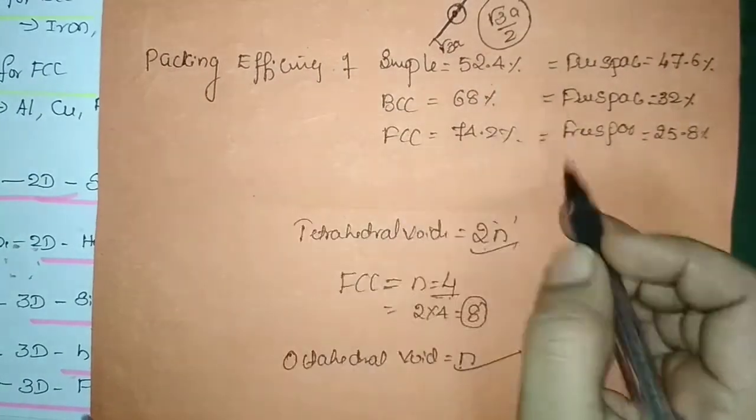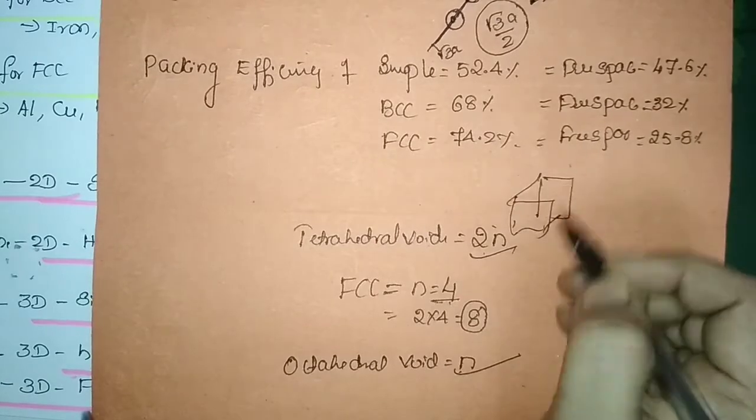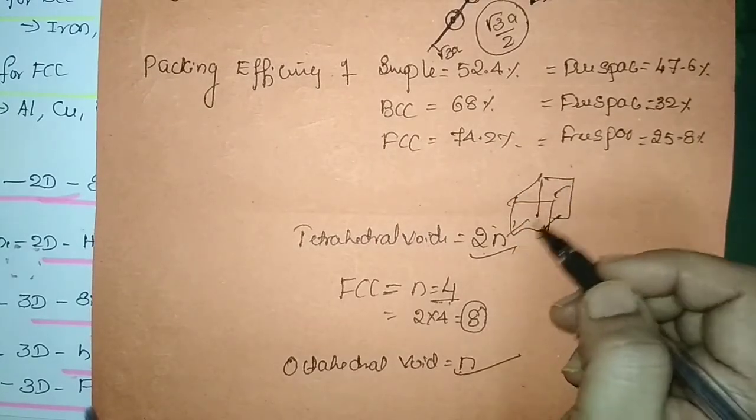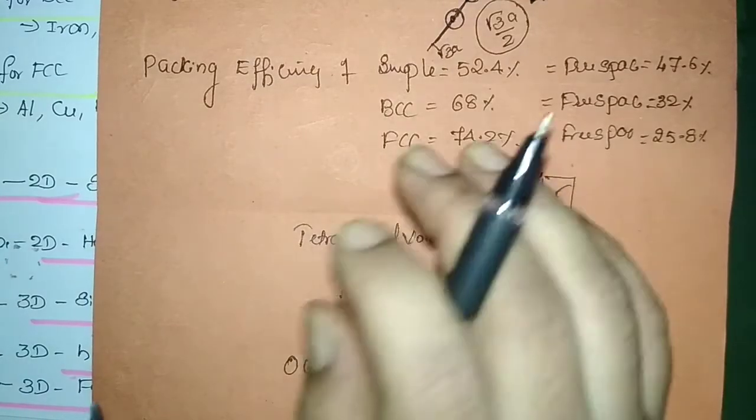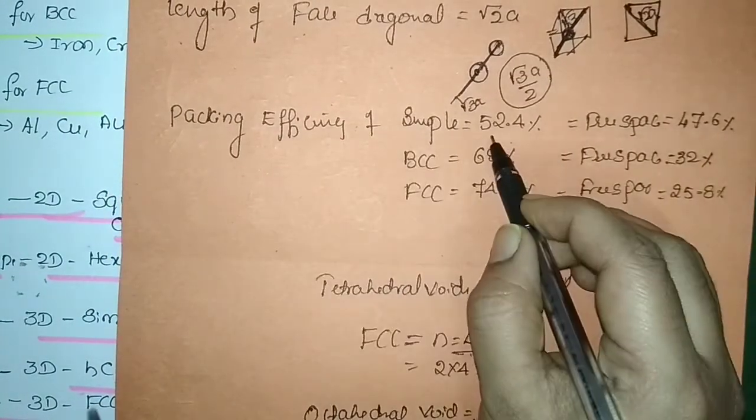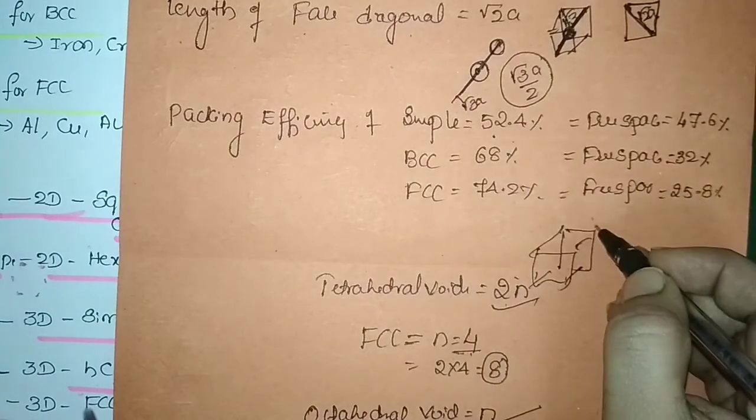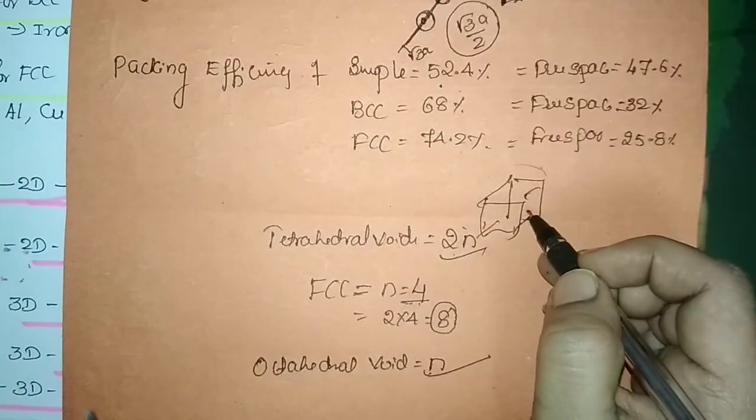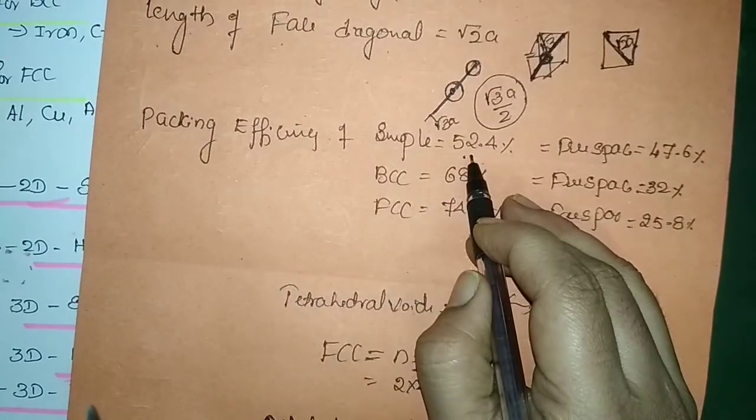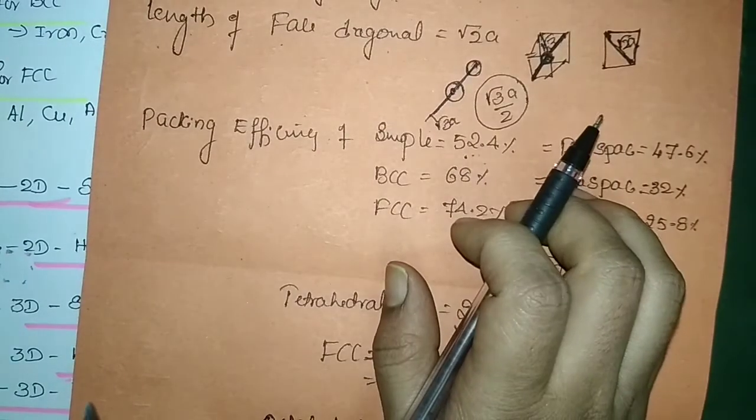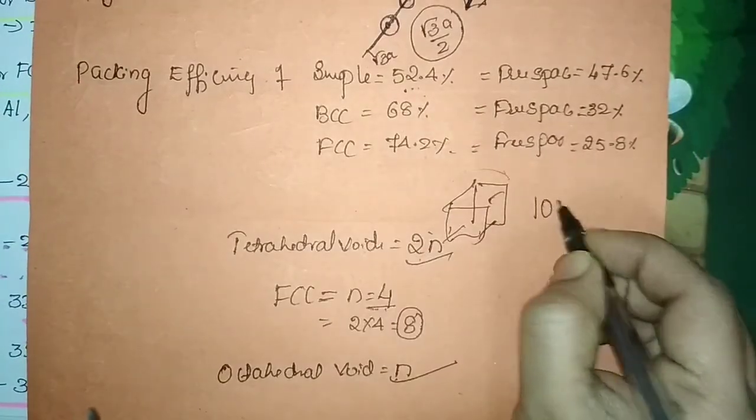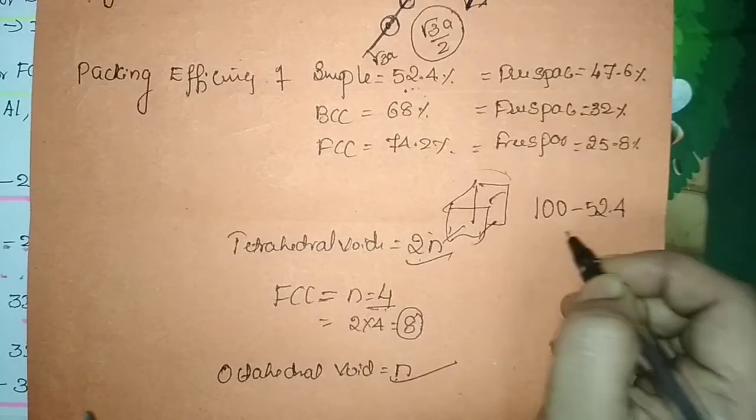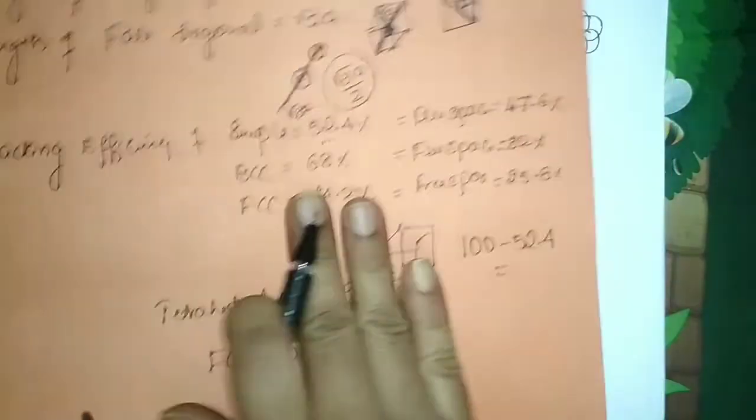Packing efficiency means, in a given cubic lattice, how much of the total space available is occupied by the atoms. So the packing efficiency for a simple unit cell is 52.4%. Throughout the complete space available, only 52.4% is occupied by the atoms. Whatever is left is the free space. So 100 minus 52.4 gives the free space available. That is how you need to calculate.